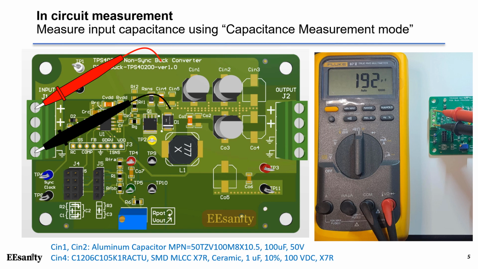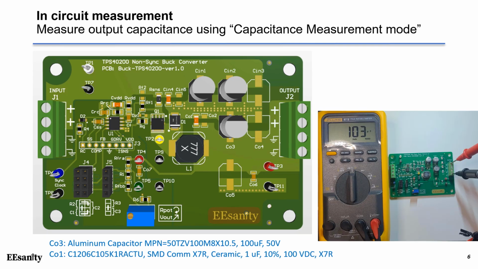Again, this is the in-circuit measurement. The measured capacitance may differ a little bit from the nominal values. This is the second example, measuring the output capacitance in the circuit. We know that the output capacitance is an aluminum capacitor of 100 microfarad in parallel with 1 microfarad.